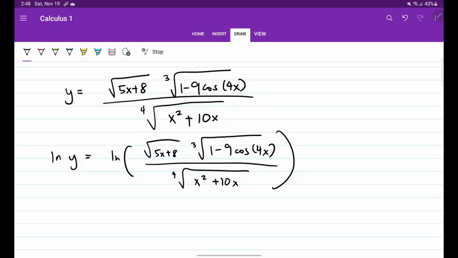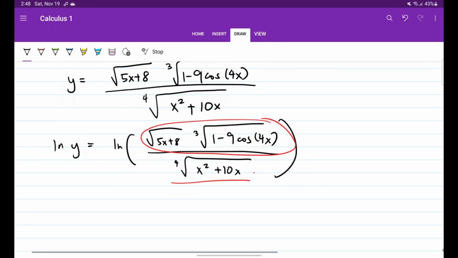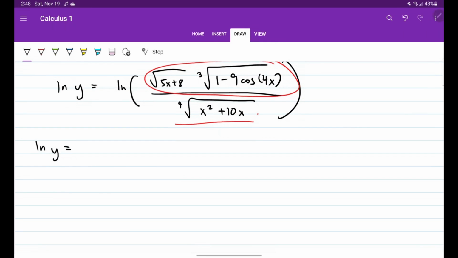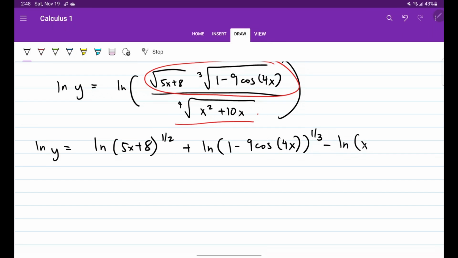So yung multiplication na nandito sa numerator, pwede natin gawing addition and then divided sila by fourth root ng x squared plus 10. So pwede natin gawing subtraction, no? So let's do that. So this will become ln y equals ln ng 5x plus 8 raised to 1 half, no? So yung square root ginawa ko ng exponent plus ln ng 1 minus 9 cosine 4x raised to 1/3 minus ln ng x squared plus 10x raised to 1/4. Okay? So, from this ugly expression, nagawa natin siya into addition and subtraction na lang.